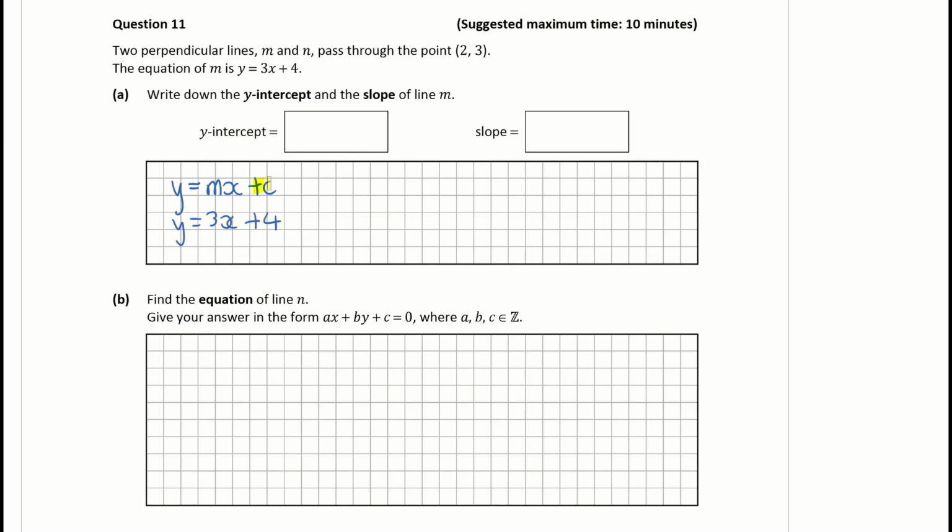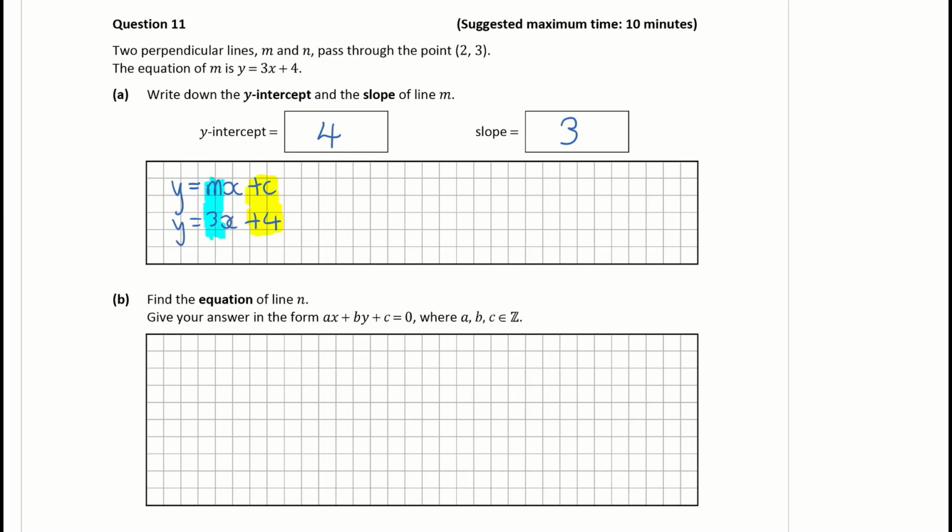Now the c stands for the constant, and that tells you where the line crosses the y-intercept. And it's crossing the y-intercept at 4. The slope is given by the letter in front of the x. M stands for slope. So the m is 3 in this equation, so the slope of our line m is 3. Part B, find the equation of the line n.